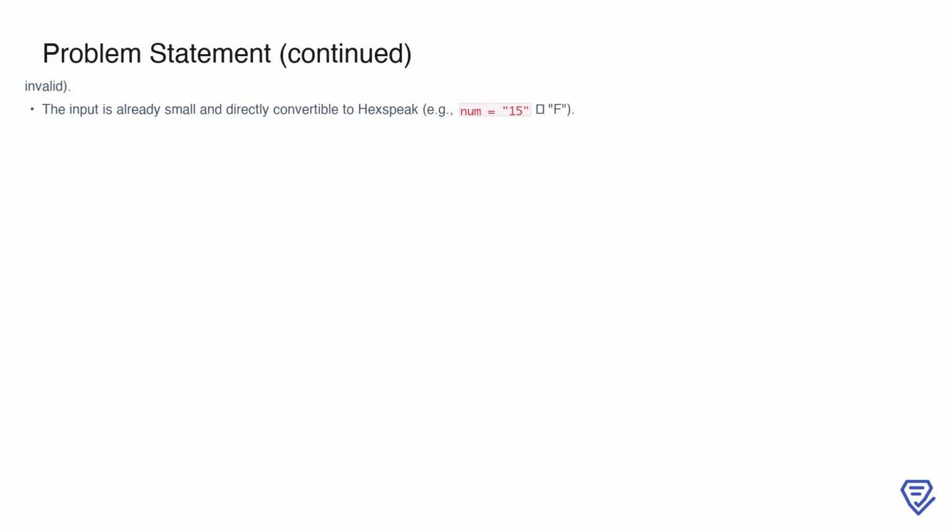Additionally, cases where the hexadecimal conversion contains invalid digits, such as number equals 272 resulting in 110, must be handled correctly by returning error. On the other hand, smaller numbers that map directly to valid Hexspeak, like number equals 15 converting to F, should be returned as is. These scenarios emphasize the importance of validating each character after conversion while handling a wide range of inputs effectively.